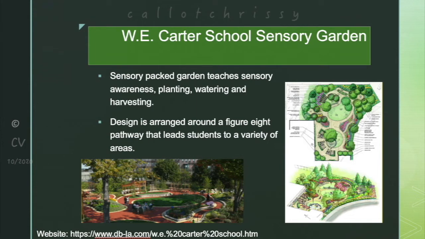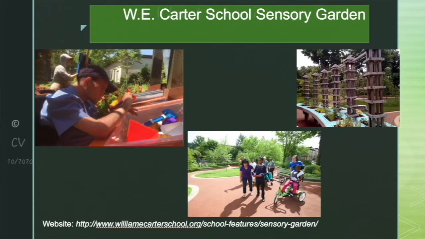The design is arranged around a figure-8 pathway that leads students to a variety of areas. Through tall weaving grasses, you can see, hear, and touch water cascading over an urn. Sniff the scent of seasonal flowers and herbs, and pick berries and vegetables. The fruit patch has strawberry and blueberry bushes, and there is an entire area filled with scents of lavender, lemon balm, and sage.